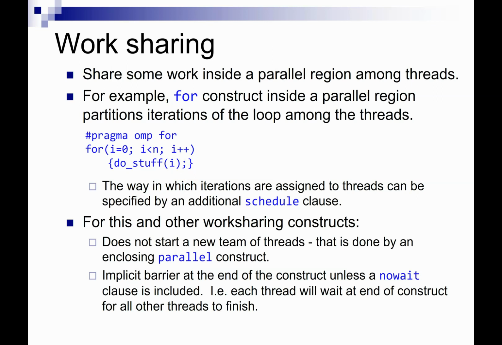But if you don't want there to be a barrier, if you want to say that whichever thread finishes its iterations first can just go on to do whatever comes afterwards, then you can put a nowait clause. That removes the barrier.